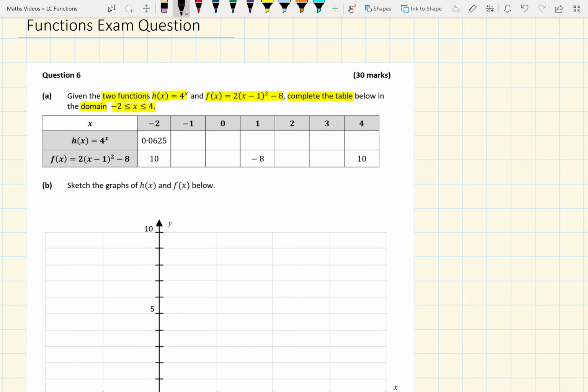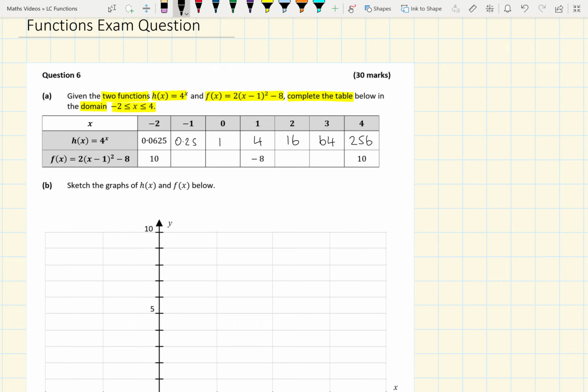They've started us off for -2. From -1 then we're going to get 0.25. Anything to the power of 0. Again, you can put it into calculator for peace of mind. It'll give me back 1. 4 to the power of 1, we'll get 4. 4 squared is 16. 4 cubed will give us 64. And 4 to the power of 4 will give me 256.